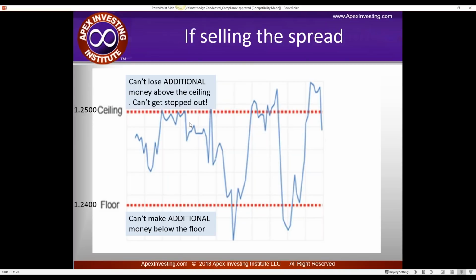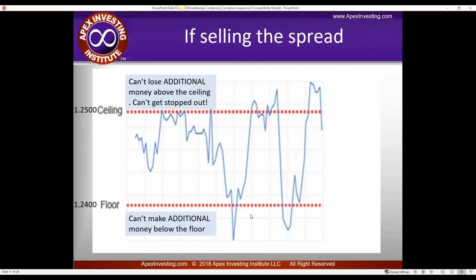So if I was selling, going short, and the market went short, wherever I sold at, I would make money down to the floor. If the market kept going down below the floor, I don't make additional money below the floor. I'm capped here. But let's say I'm wrong and the market went up. I only lose money to the ceiling. My risk is capped at the ceiling. I don't lose more money past the ceiling.